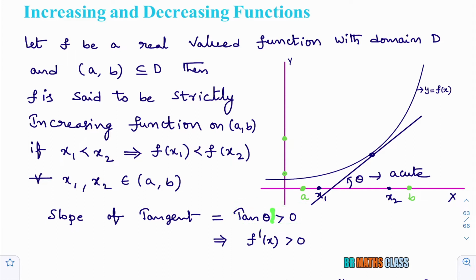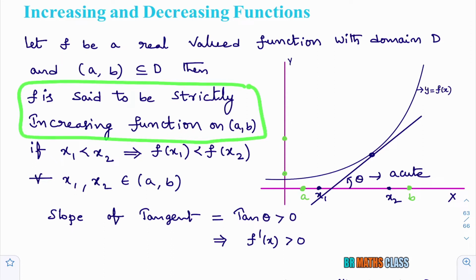Tan theta is what? Tan theta is the slope of the tangent, correct? What is dy by dx? In tangents and normals, we learned that dy by dx is the slope of the tangent. Dy by dx is also known as f dash of x because this is the function y equal to f of x. So if the function is a strictly increasing function, then f dash of x is greater than 0. This is the second important point.